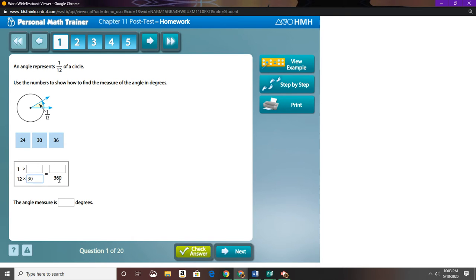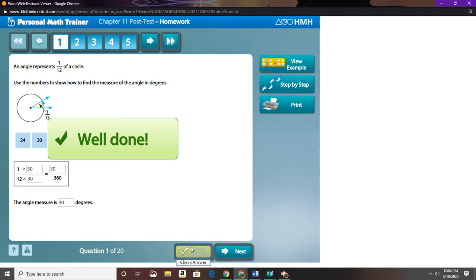is 360. And when we're working with equivalent fractions, I know that if I'm doing something to the denominator, I have to do the same thing to the numerator. So it's going to be 12 times 30 and 1 times 30. And actually, that means 1 times 30 is 30. So I'm going to put a 30 there too. The angle measure in this case is 30 degrees. Your numbers, your fractions may have been a little different. But that's my answer for that one.